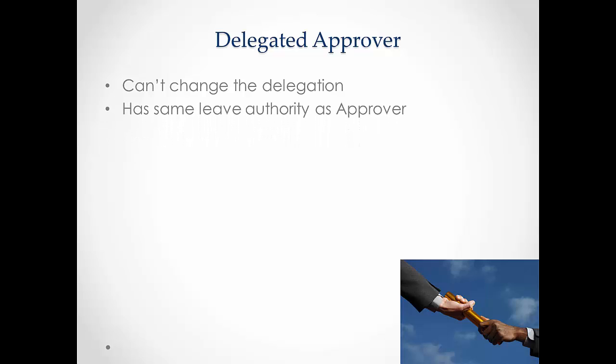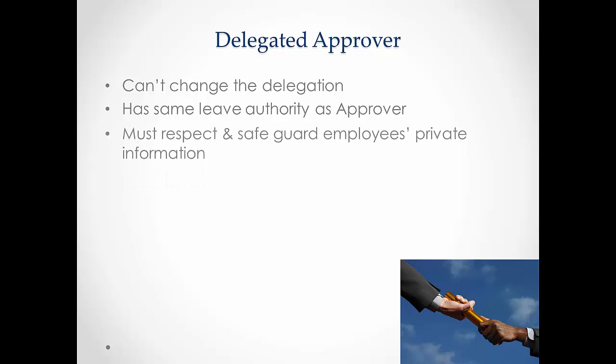When you delegate your leave authority to another approver, they have the same access you do, with the exception of the monthly calendar view. They can see all the pages except the monthly calendar, and they have the same authority to approve or deny a leave request. The delegated approver must respect and safeguard employees' private information, so any information they have access to as a result of being delegated leave authority would be considered confidential. Now that we have had an overview of delegation, let's walk through the steps of delegating your leave authority.